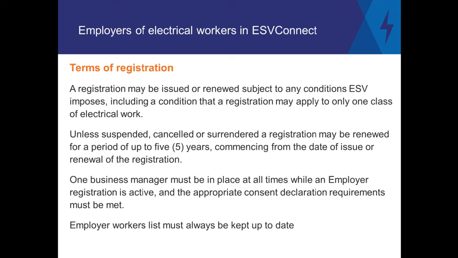Terms of employer registration include 5-year registration, renewable 90 days before the expiry date. One business manager must always be available in the employer profile. The employer licensed electrical worker list must also be kept up to date.